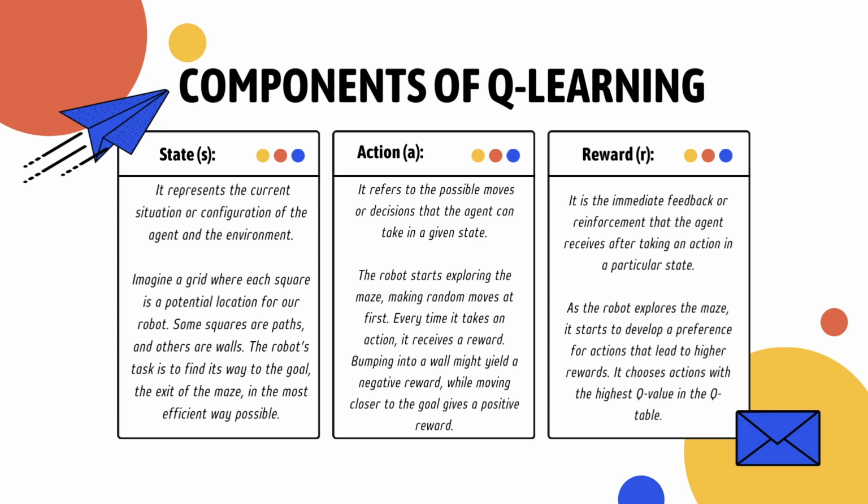Third, reward. Reward is the immediate feedback or reinforcement that the agent receives after taking an action in a particular state. The feedback received after transition to the next action is either positive or negative. Positive when the agent makes a move towards the goal state, and negative when it does not benefit the agent in terms of reaching the goal state.